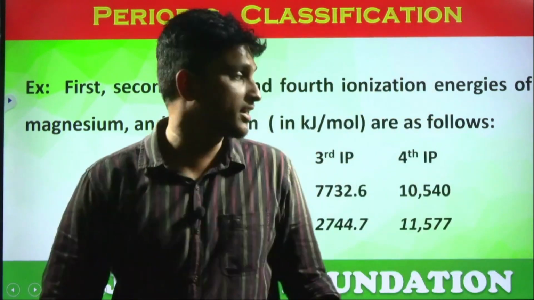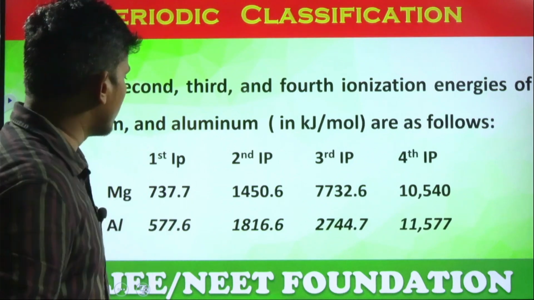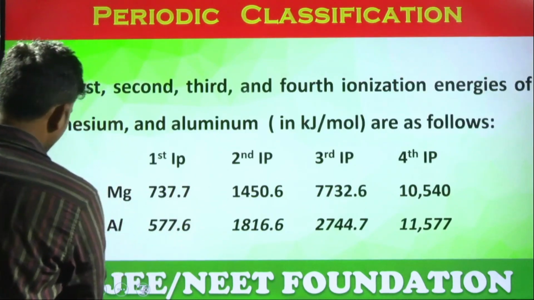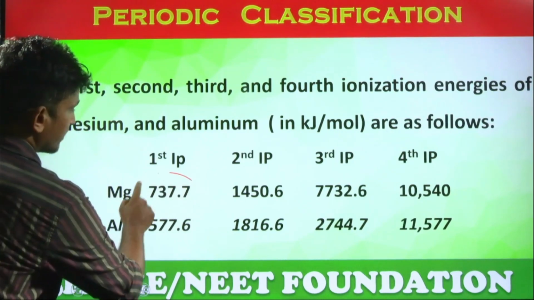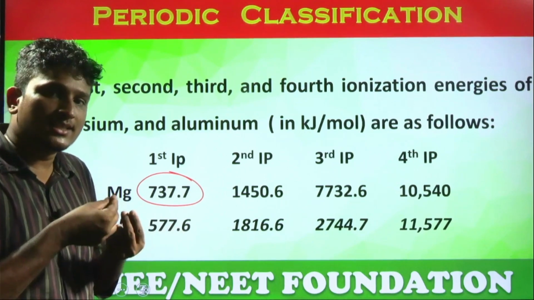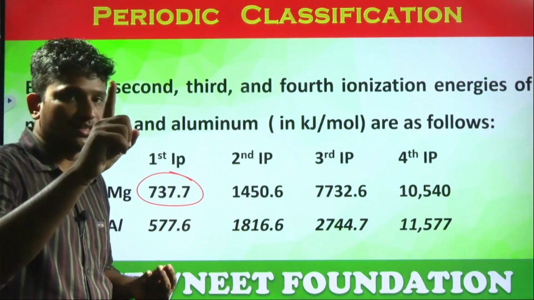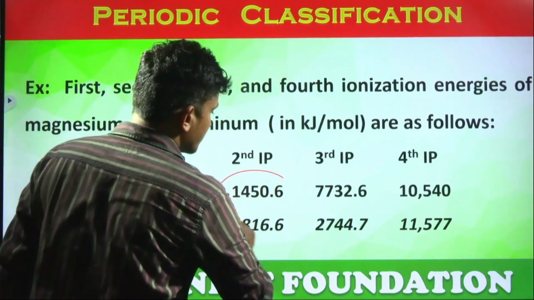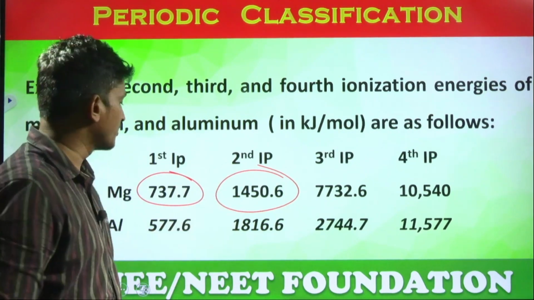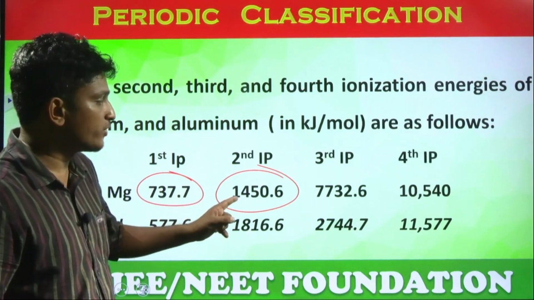Look here, students. First look at magnesium. What is the value of the first IP? 737, right? This is the first IP. What is the meaning of first IP? This is the energy required to remove the first electron. Look at the second IP, this much energy. Energy is increasing, yes or no, to remove the second electron. Here it is 737, here it is 1450.